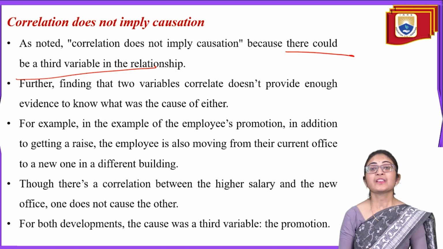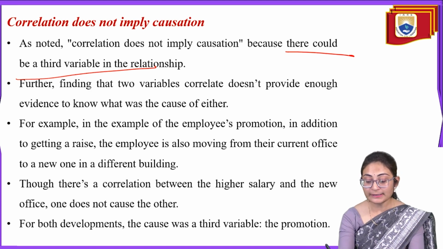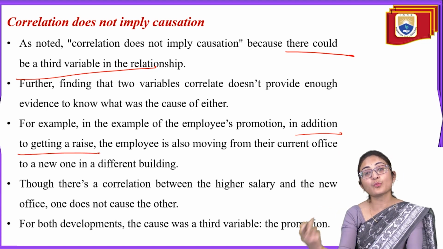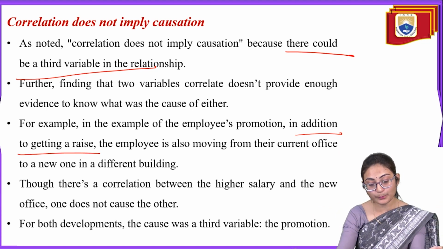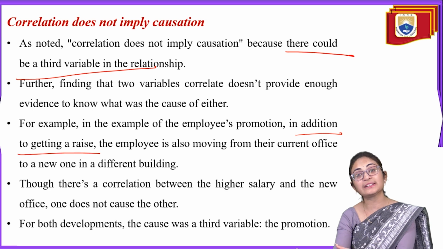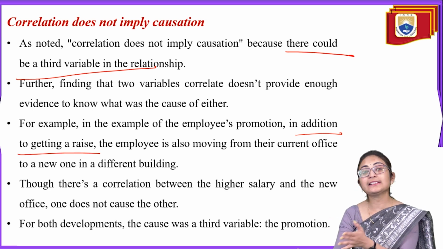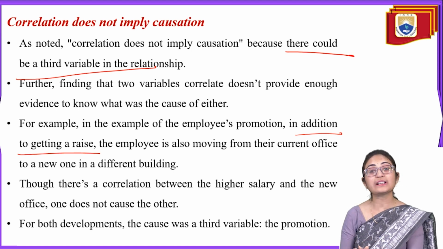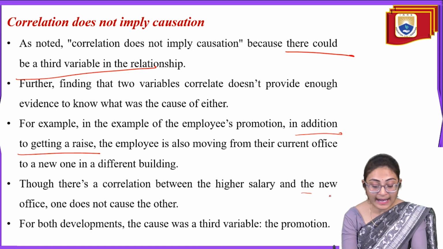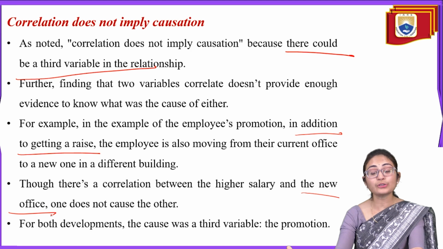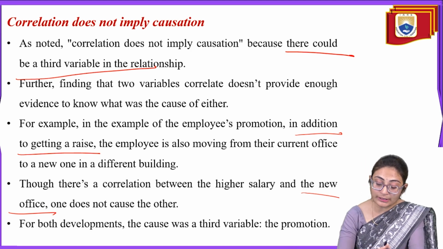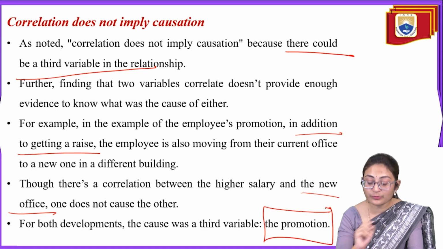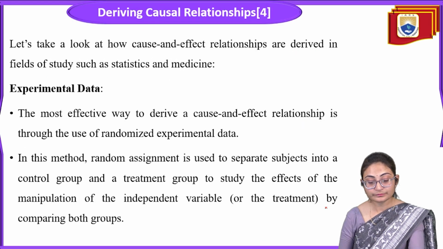For example, an employee's promotion comes with a raise, and the employee is also moving from the current office to a new one in a different building. Though there is a correlation between higher salary and the new office, one does not cause the other. For both developments, the cause was a third variable, that third variable being the promotion.